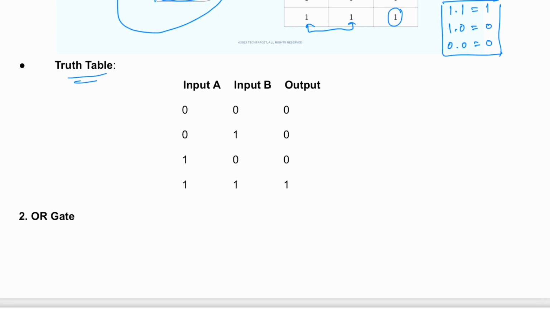So the truth table is important for the logic gates. It's not asked that you have to write the truth table of the AND gate. It's just for your knowledge that they have created it. If both the inputs are 1, the output would be 1.